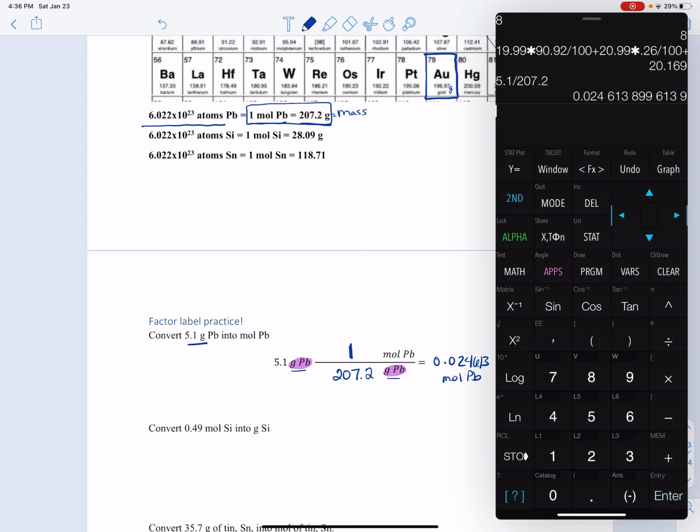Now look, 1, 2 sig figs, 1, 2, 3, 4 sig figs. So I need a number that has 2 sig figs, and notice the number over will round it up. 0.025 moles is actually the correct number.